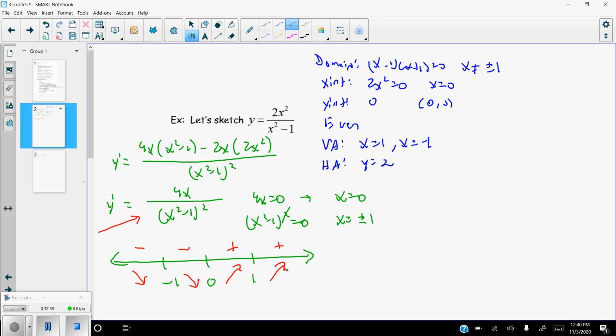So we can then write our intervals of increasing and decreasing if you need to. Remember, all of this is just for the sketch, so we don't have to write them out. As long as you can visually see what's going on there, I'm not going to write them out just to save a little bit of time.